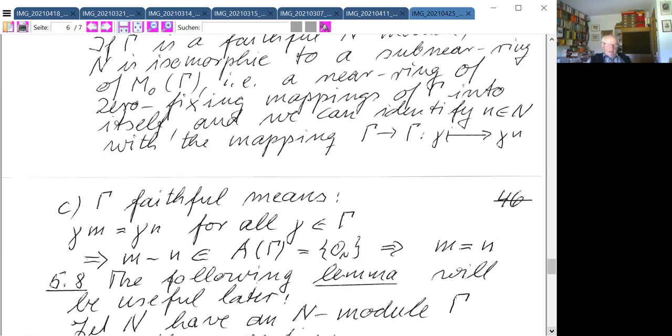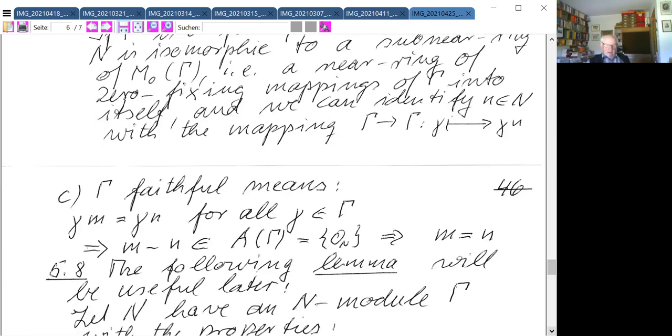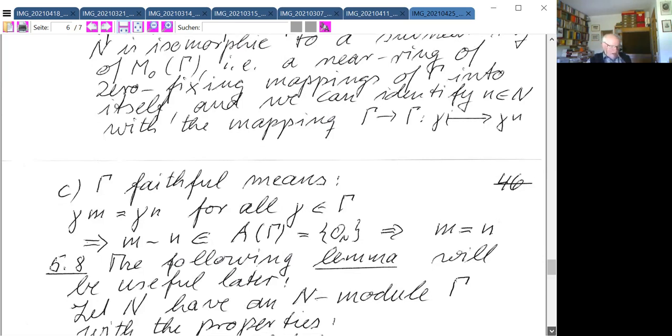Let me look at it from a different point. Gamma faithful means that if gamma m and gamma n are identical for all small gammas in capital Gamma, then the difference m minus n must be in the annihilator of Gamma, which is 0. Hence, m is equal to n.